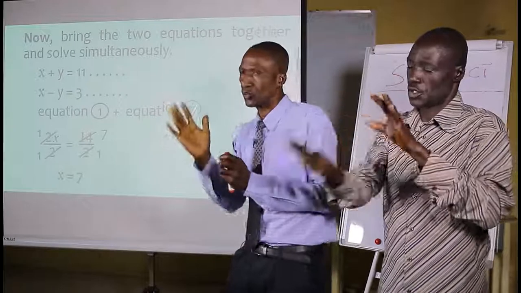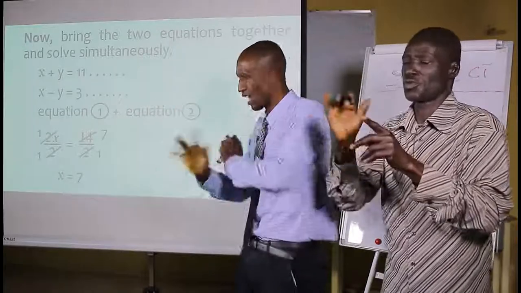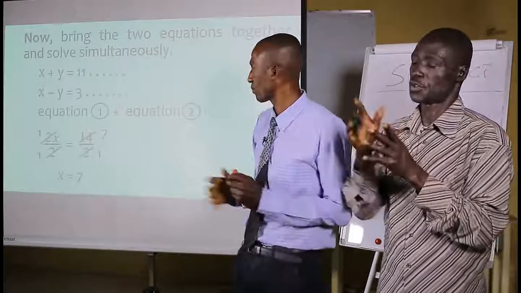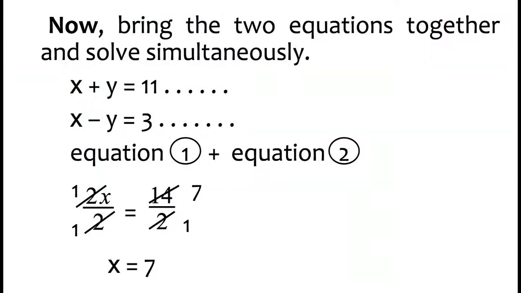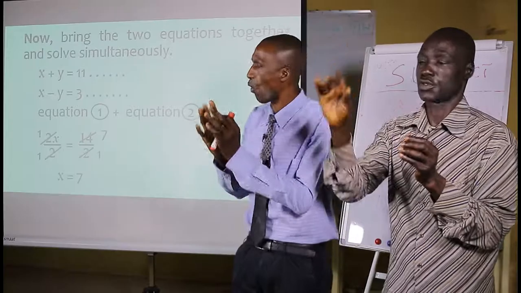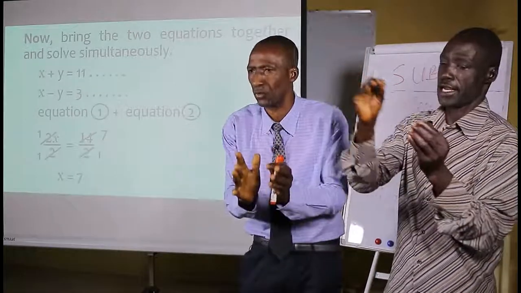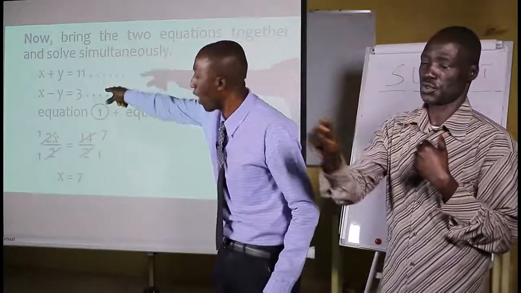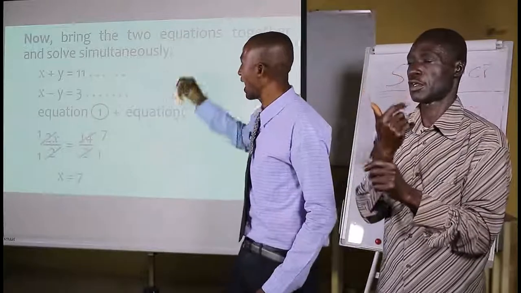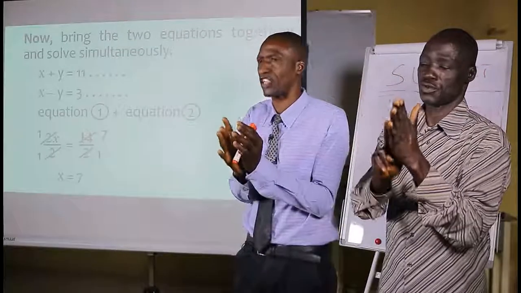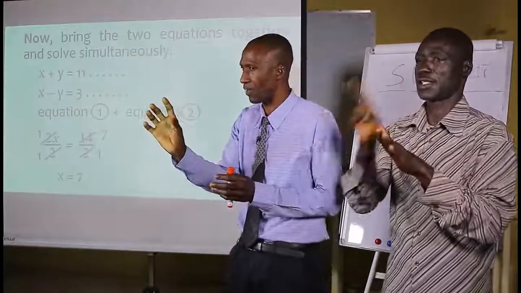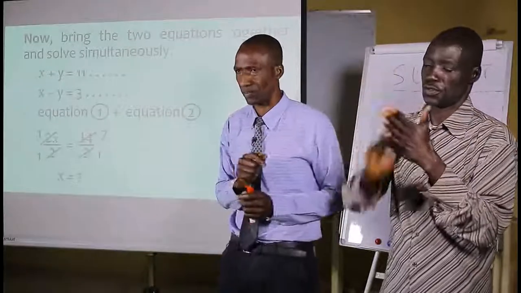So you can choose to treat either x first or y first. Any one you choose, you are still arriving at the same correct answer. Now, equation 1 plus equation 2. Why am I adding equation 1 and 2? The reason is because I have chosen to treat y. And the second fundamental rule of elimination method is that if the signs of the balancing terms are the same, then you are to subtract the equations.